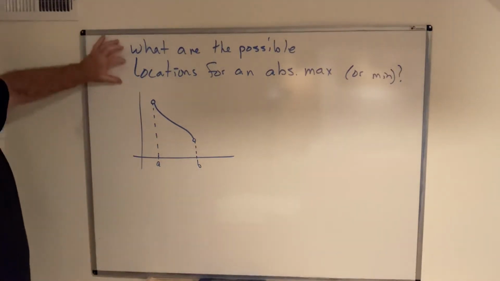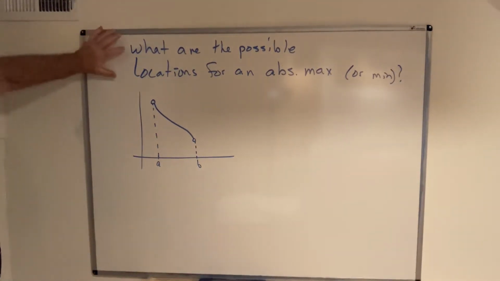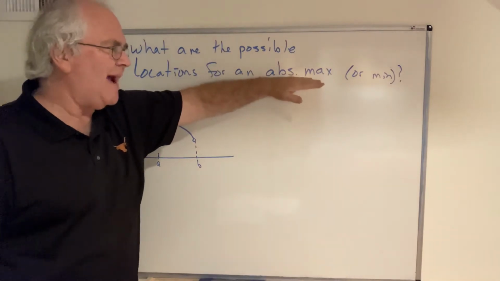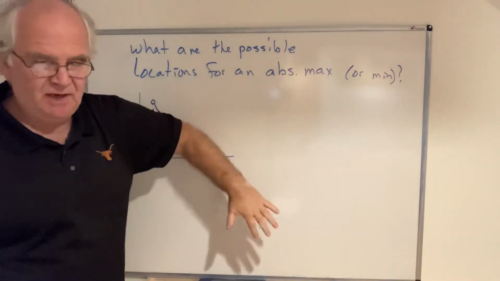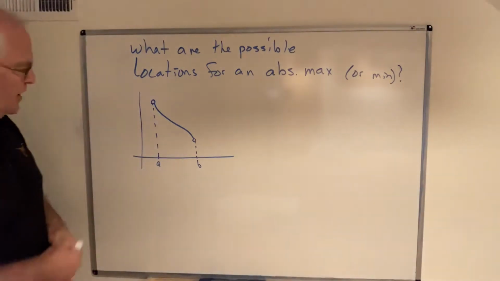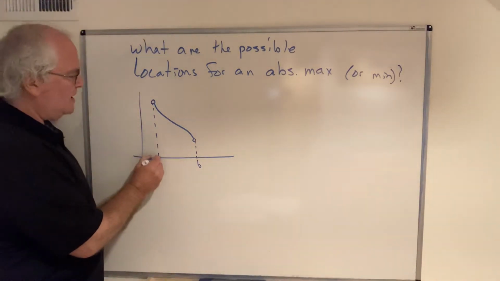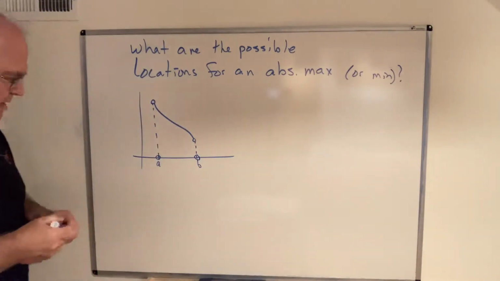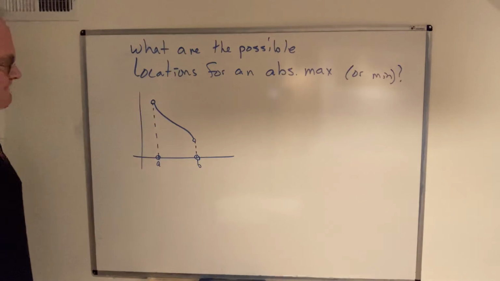The next piece of the puzzle is, what are the possible locations for an absolute maximum or an absolute minimum? I'll talk primarily about maxima, and all you have to do is turn your picture upside down, and you're talking about minimum there. So I have a picture here, and we have an open interval from A to B. We have this graph going from these values here from A to B.